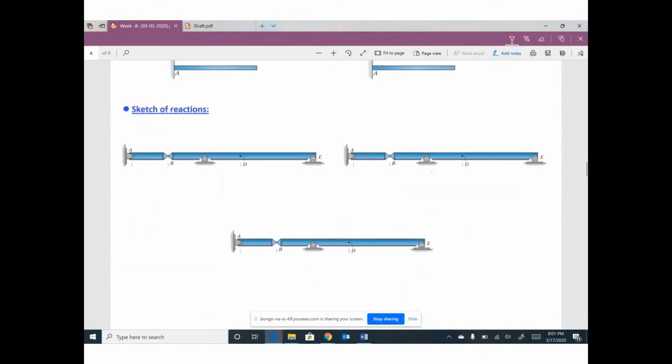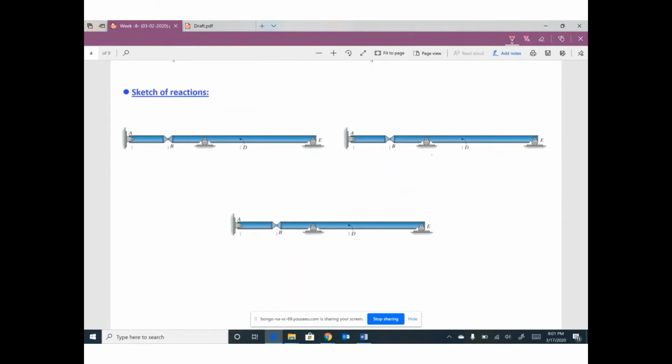Let's do some review or sketch influence line of reaction for more complicated problem, more complicated beam, compound beam. If you have beam looks like this one, so we have reaction YA, we have reaction YC, and we have reaction YE. We are looking to draw influence line for reaction YA, influence line for reaction YC, influence line for reaction YE.